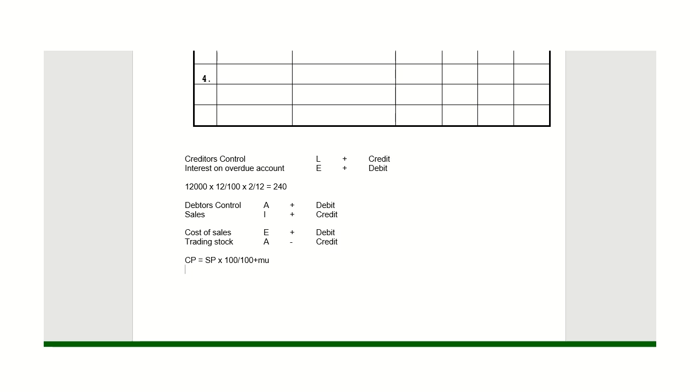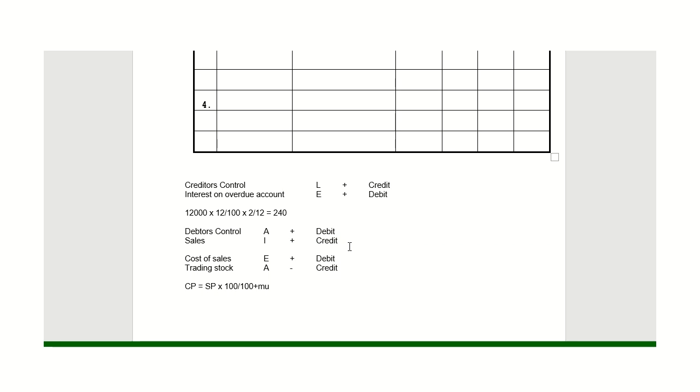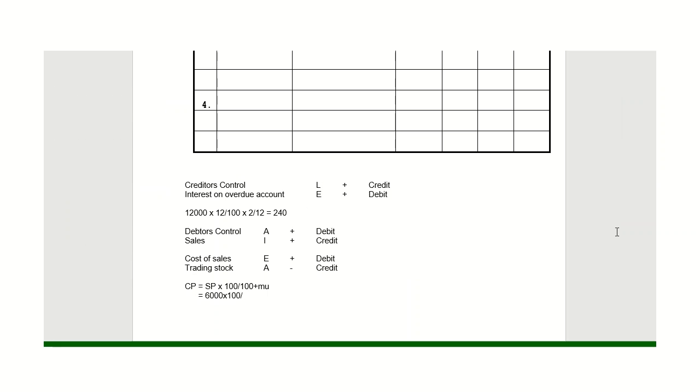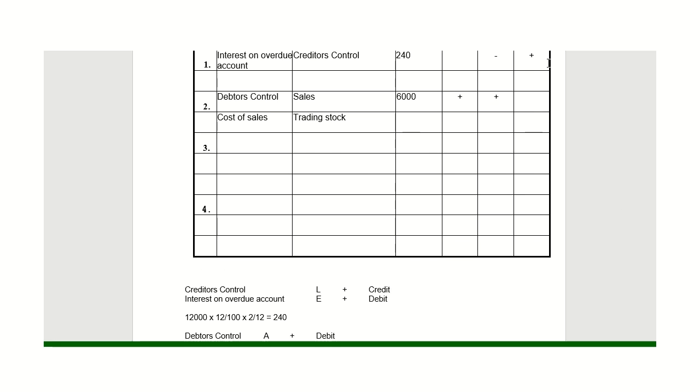So the selling price that was given was 6,000. So cost price would equal 6,000 times 100 divided by 100 plus the markup. What was the markup? The markup is 50%. So 100 plus 50, 150. So 6,000 times 100 divided by 150 equals 4,000. So my cost of sales is 4,000.